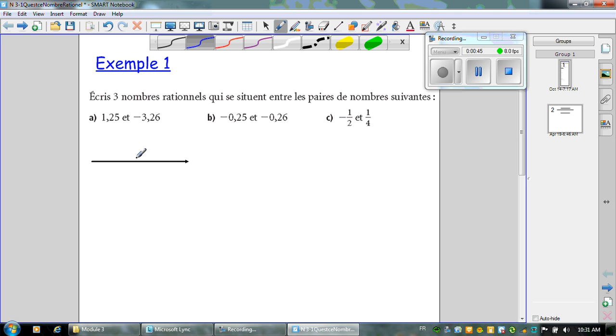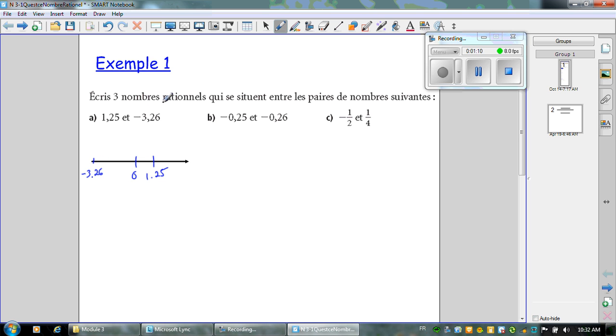So let's say I have a number line. I have 0 here. I would have 1.25 here, and I would have this one here, well, actually, let's move this one a little closer, just so it makes more sense. There you go, somewhere around there. And this one here would be around here, negative 3.26.